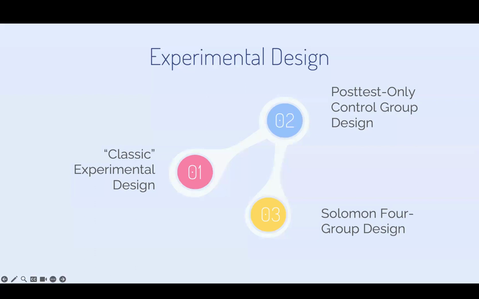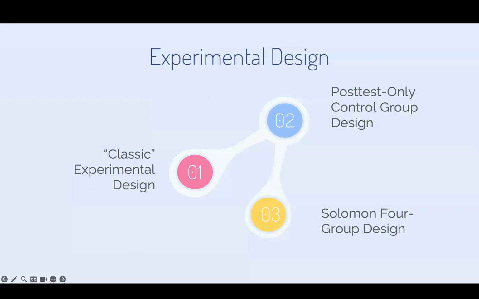And next, we have the post-test only control group design. This streamlined approach involves random assignment, but does not include a pre-test. Instead, it focuses solely on the outcomes after the intervention. While this design may be more susceptible to initial group differences, it is often utilized in contexts where pretesting is not possible or practical.